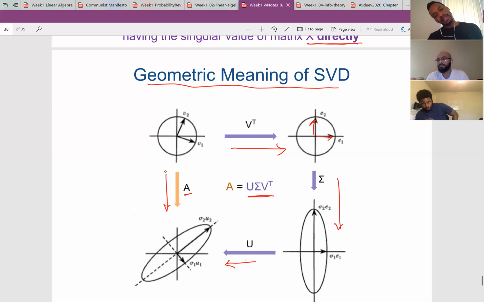But I think the idea is that it's the same transformation if you apply all three of these matrices versus just the original matrix to the vectors.